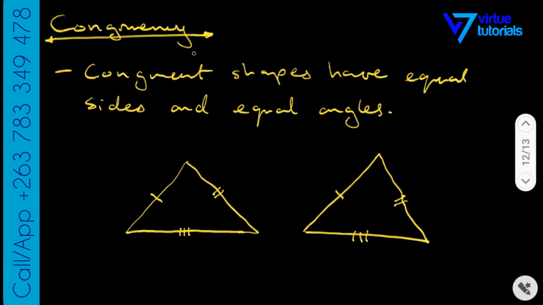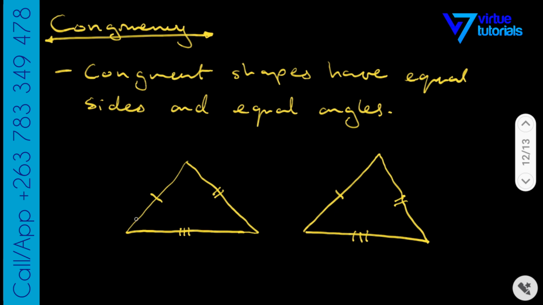All right, congruency, right? Congruent shapes have equal sides and equal angles. So if I look at these two shapes here, the first shape and the second shape, if this side is equal to that side, and that side is equal to that side, the two shapes are congruent.